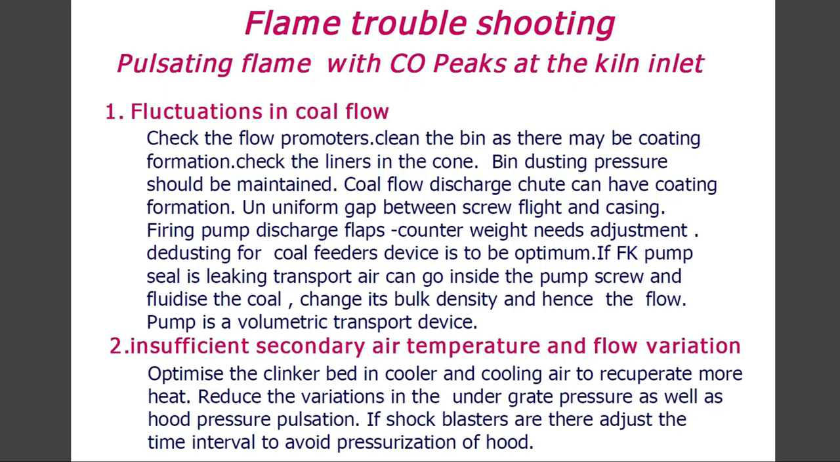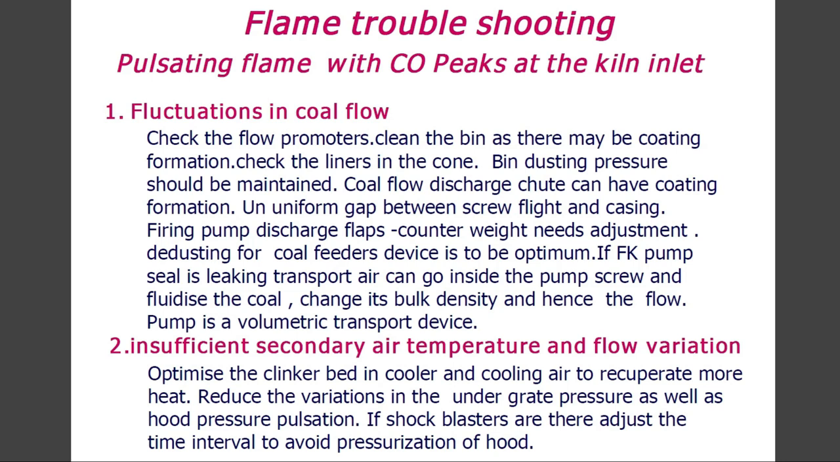Flame troubleshooting. Pulsating flame with CO peaks at the kiln inlet. Fluctuations in coal flow. Check the flow parameters. Clean the bin as there may be coating formation. Check the liners in the cone bin. Dusting pressure should be maintained. The coal flow discharge chute can have coating formation and non-uniform gap between the screw flight and the casing. The firing pump discharge flap counterweights need adjustment. Dusting for coal feeders should be optimum.